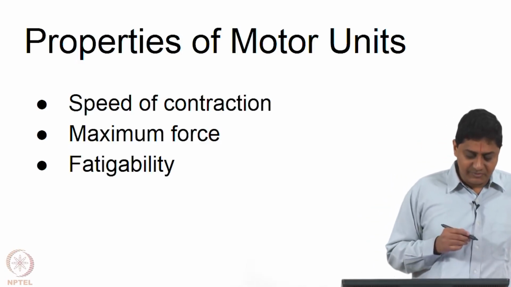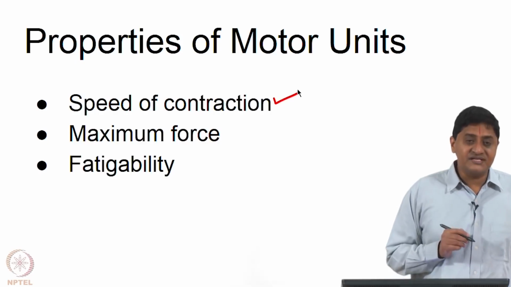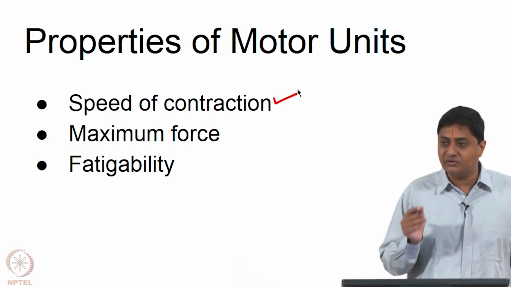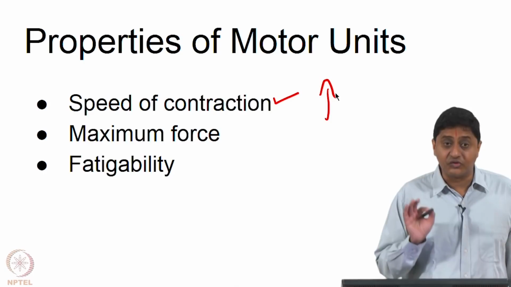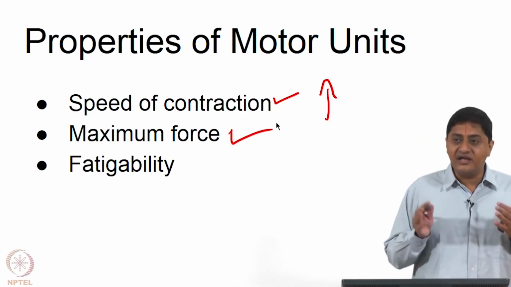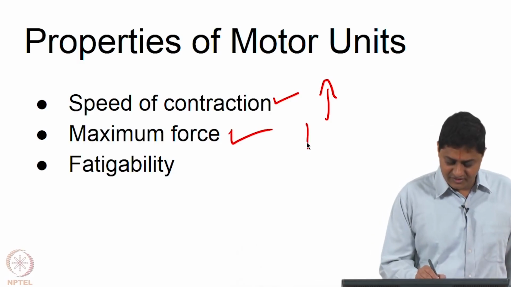We said these are the 3 important properties of motor units: speed of contraction. What is desirable in this case? A higher speed of contraction is desirable. I want to control these things quickly. A higher speed, more is good. Maximum force, again what is desirable? A higher force is desirable in general. Again, more is good.